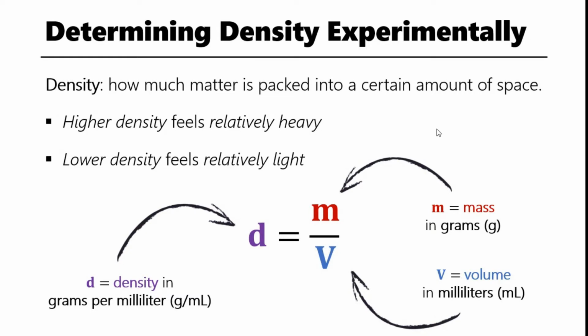If I have a mass in grams and a volume in milliliters, and I divide that mass by that volume, grams divided by milliliters, that gives me a ratio of mass to volume. How much mass do I pack into how much space? That result is the density, and it's measured in grams per milliliter, kind of like miles per hour. How many miles do you travel in an hour? How many grams can I fit in a milliliter for this substance? So in the lab, we're going to be doing just that.